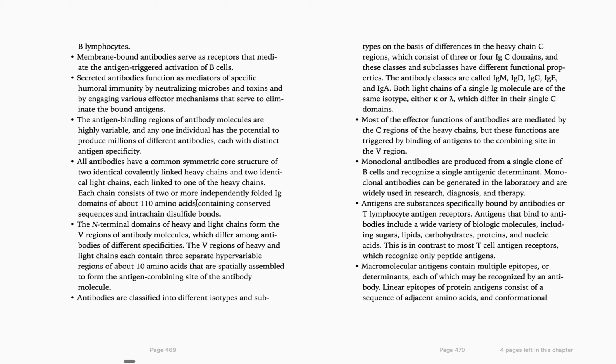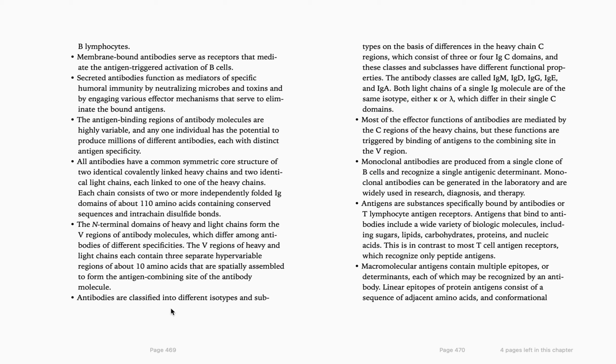Each chain consists of two or more independently folded Ig domains of about 110 amino acids containing conserved sequences of intrachain disulfide bonds. The N-terminal domains of heavy and light chains form the V region of the antibody molecule, which differs among antibodies of different specificities. The V region of heavy and light chains each contain three separate hypervariable regions of about 10 amino acids that are spatially assembled to form the antigen combining site of the antibody molecule.